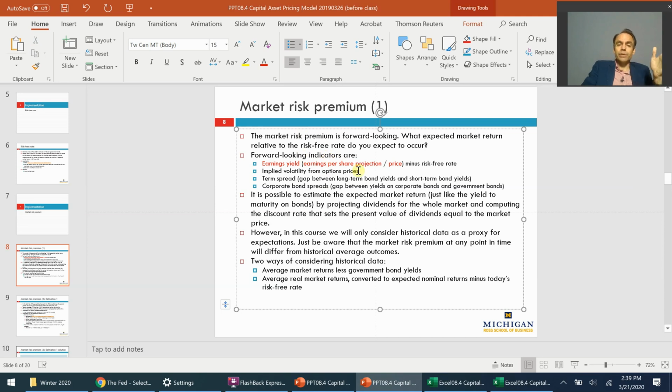The second forward-looking indicator that I like to use is the implied volatility from options prices. Now, you haven't done any pricing of options yet, but an option contract is where the buyer of that contract has the option to proceed with a trade in the future. So, for example, if I buy a call option on Domino's stock, that means I've got the option to buy Domino's stock at a pre-specified price written in that call option contract. And that pre-specified price is called the exercise price, also called the strike price.